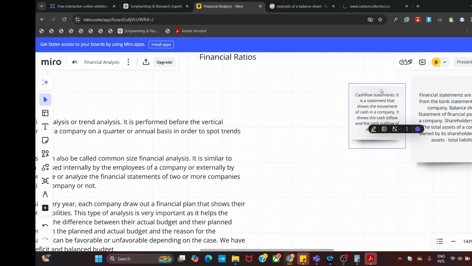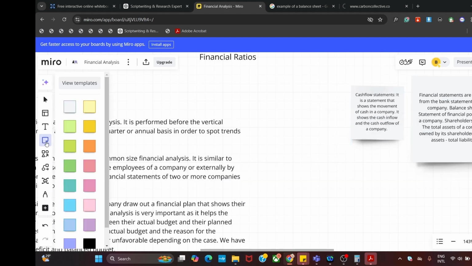Another thing we are going to talk about is the income statement of a company.